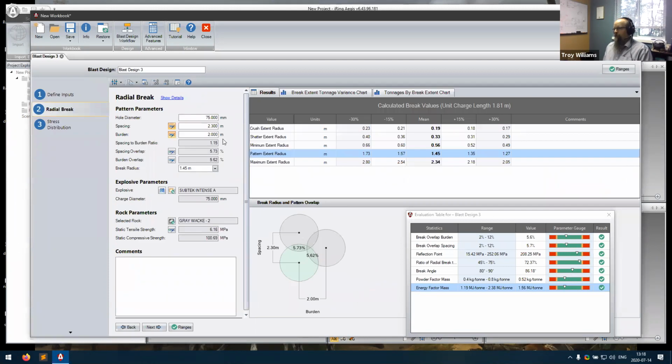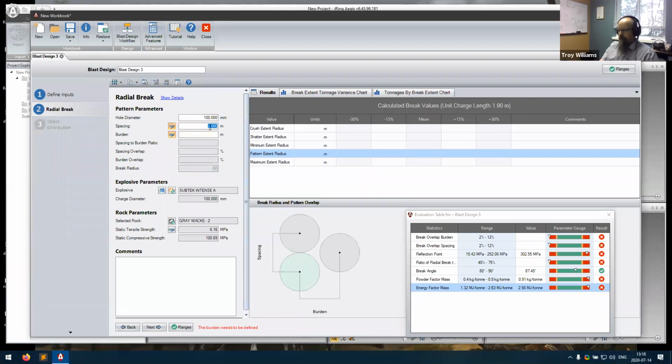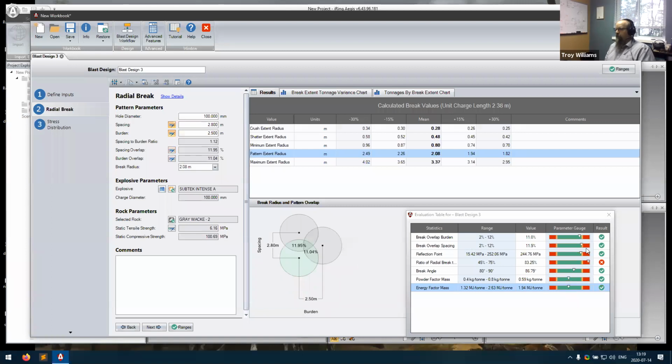Now the third thing we can do is increase our burden and spacing, and this is the route that the mine chose. They wanted to increase their pattern. So after a few iterations and a few rounds, we settled on this pattern, a 2.8 meter spacing and a 2.5 meter burden. So we can see we have almost all green check marks except for the ratio of the radial break to a free face distance. You can see we're at the upper end of our limit of 12%. We're very, very close, but we're within our range. So this blast should be good.